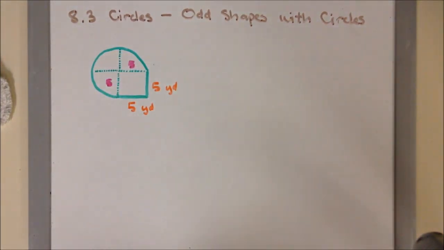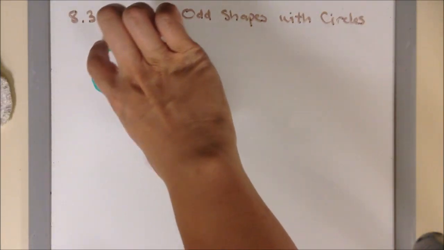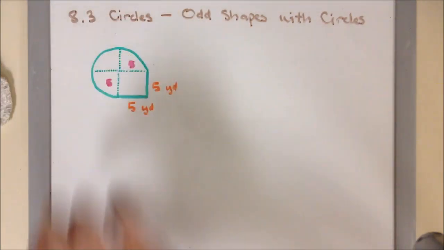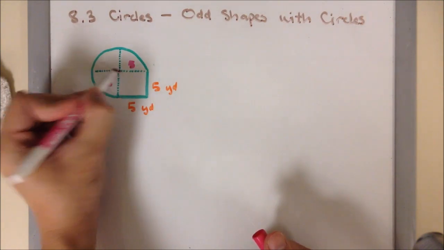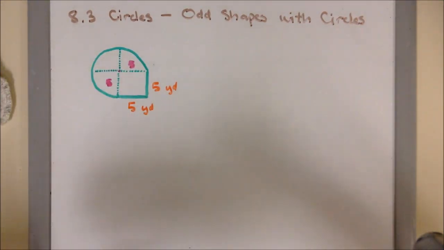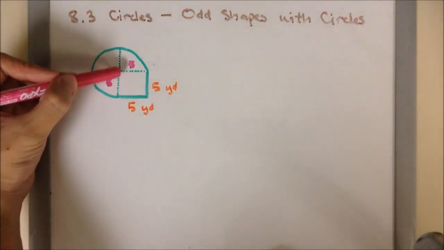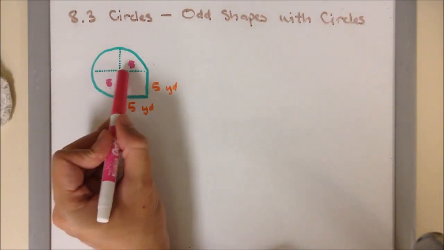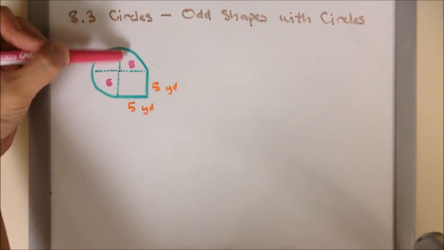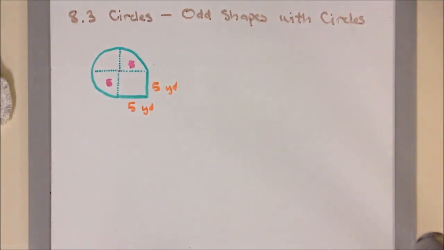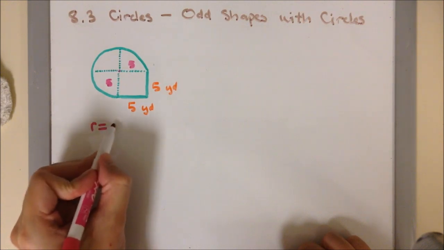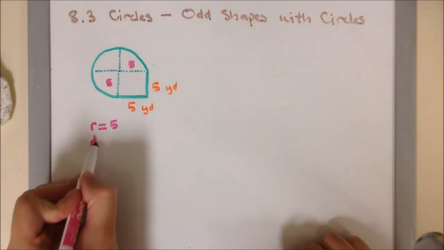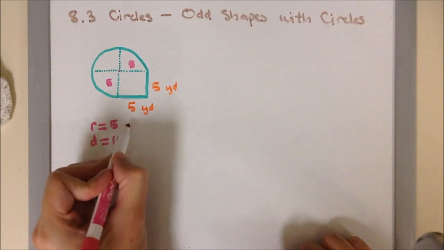In addition, you see how this part is a circular part, but not a full circle. But I illustrate that this is the center right here. So if this is the center for the circle part, then this part right here is the radius of 5. This is the radius of 5. So my radius R is 5, or my diameter, which is twice the radius, 10 yards.